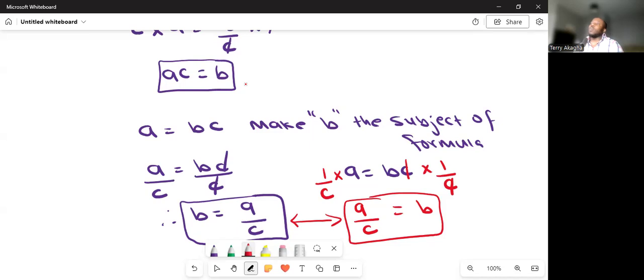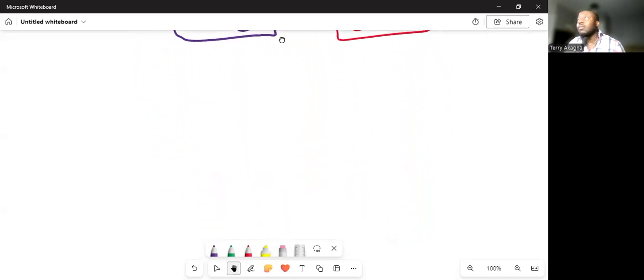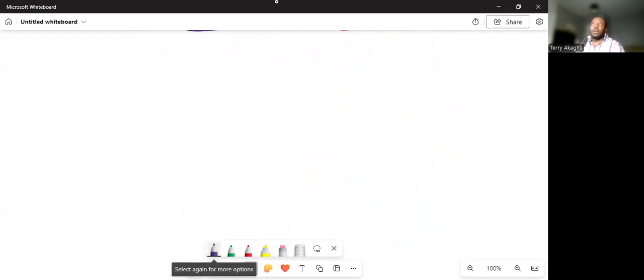Now, the third thing is that in some cases, you might have to raise both sides. So that will be number 3. In some cases, you'll be expected to raise both sides to the same power.